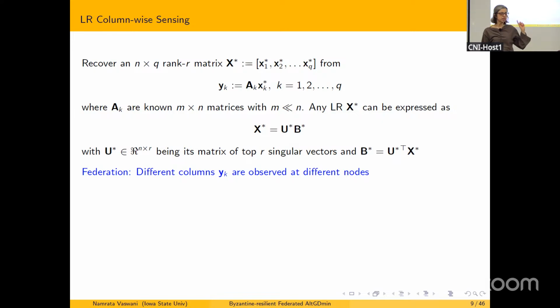So notice here, this is the one asymmetric low rank problem where vertical federation is different than horizontal federation. Both matrix completion and the standard full matrix sensing are symmetric.